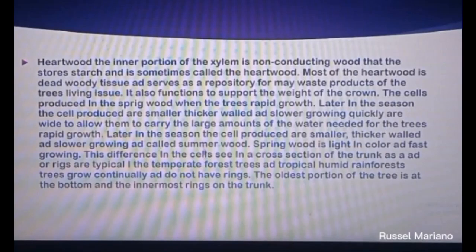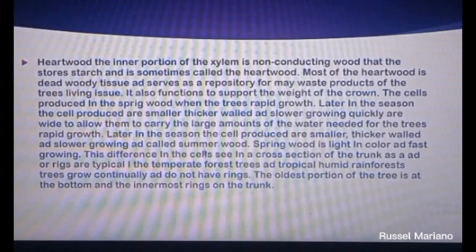Heartwood, the inner portion of the xylem, is non-conducting wood that stores starch. Most of the heartwood is dead woody tissue and serves as a repository for many waste products produced in the tree's living tissue. It also functions to support the weight of the crown.